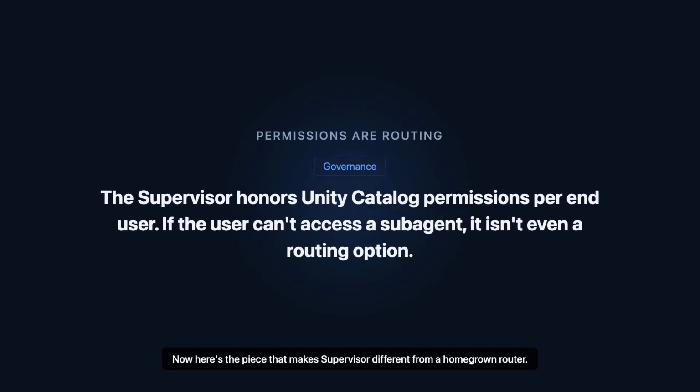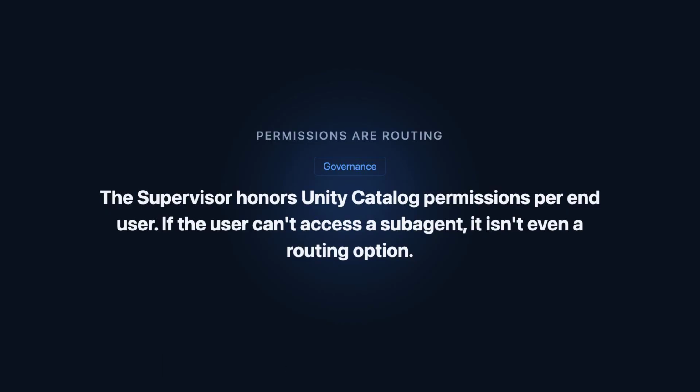Now here's the piece that makes Supervisor different from a homegrown router. Permissions are routing. The supervisor honors Unity Catalog permissions per end user in real time. If the calling user doesn't have access to a subagent, that subagent isn't even on the routing menu. It's invisible to the supervisor model for that conversation. You don't re-implement row-level security in your agent code. The governance is baked into the routing layer.